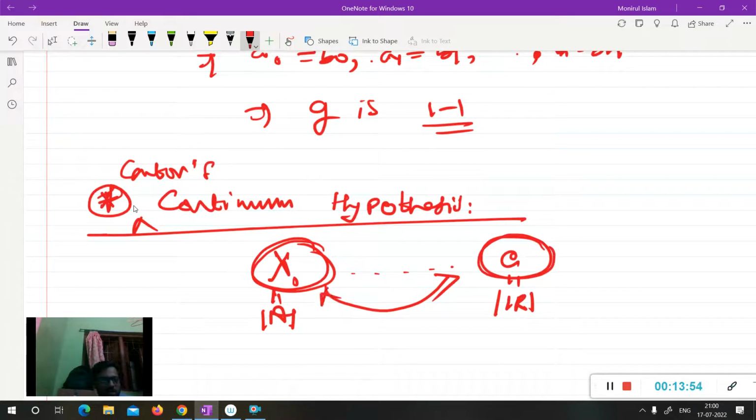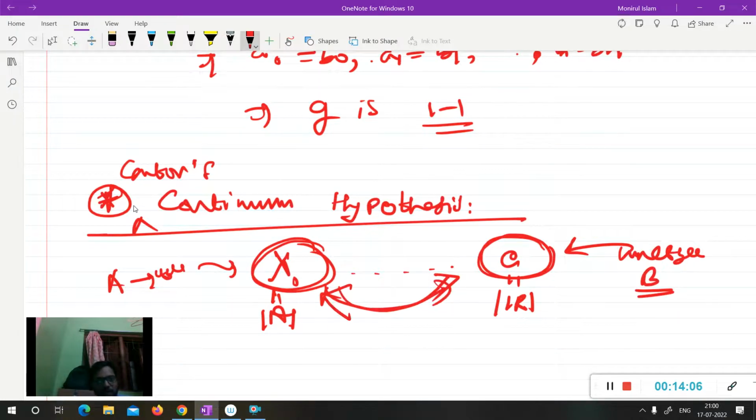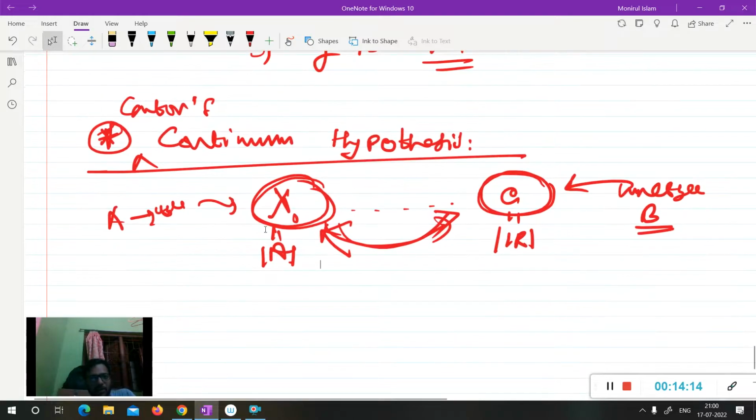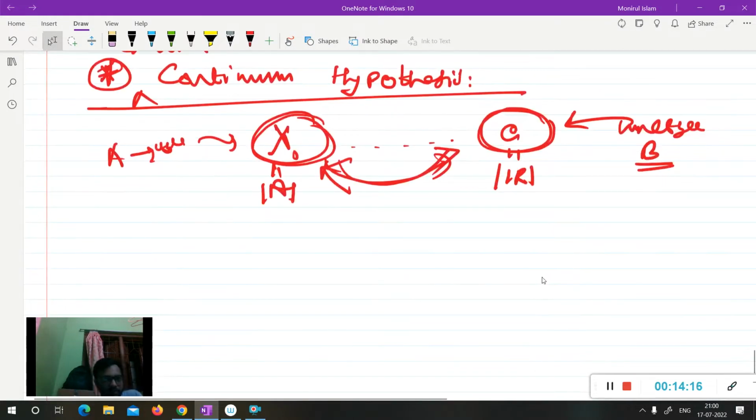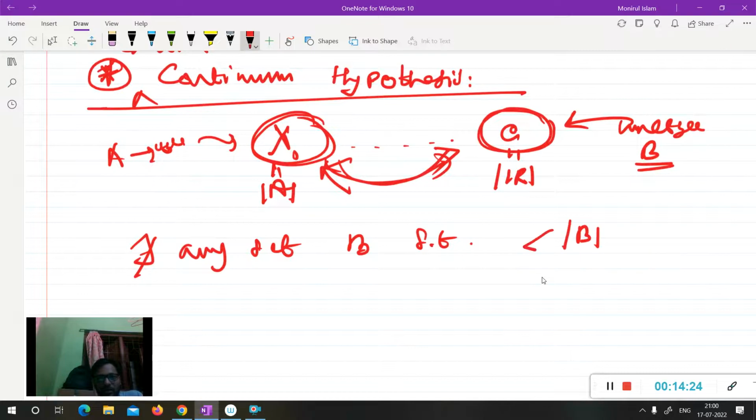Suppose a set is countable, then its cardinality will be aleph naught. If it is uncountable, its cardinality will be continuum. In between aleph naught and c there are no cardinalities. There does not exist any set B whose cardinality is greater than aleph naught and less than continuum. Such a set doesn't exist.